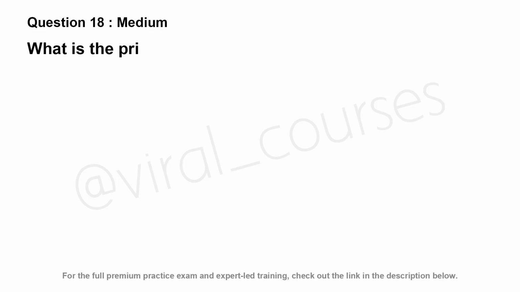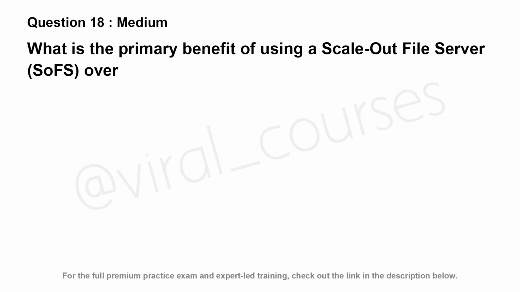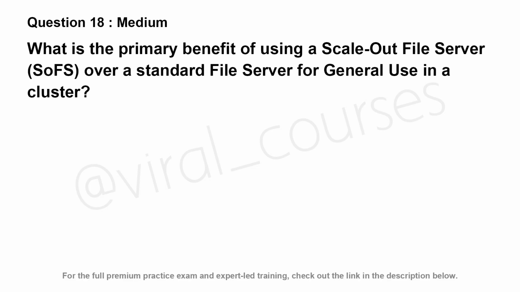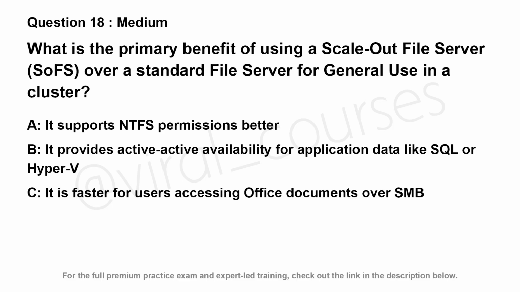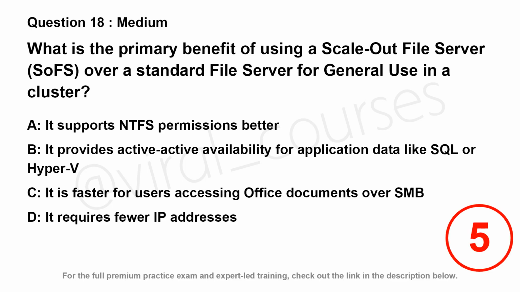What is the primary benefit of using a scale-out file server (SOFS) over a standard file server for general use in a cluster? Option A, it supports NTFS permissions better. Option B, it provides active availability for application data like SQL or Hyper-V. Option C, it is faster for users accessing Office documents over SMB. Option D, it requires fewer IP addresses.